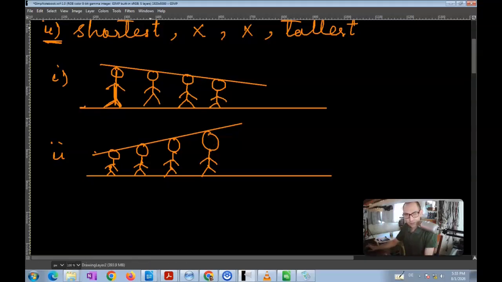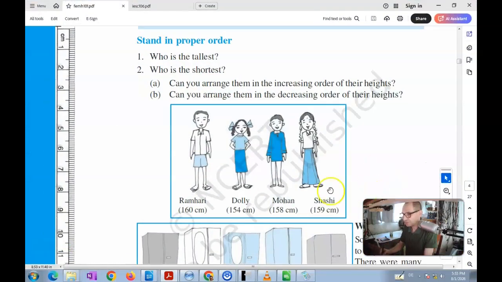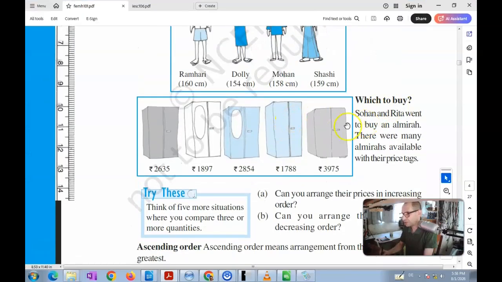Or for example, if you were to buy an almirah, which is essentially a cupboard in India. You call it almirah. There were many almirahs available, with their price tags. So the price tags are over here. So you have 2,635, 1,897, 2,854, 1,788, 3,975, and so on and so forth.